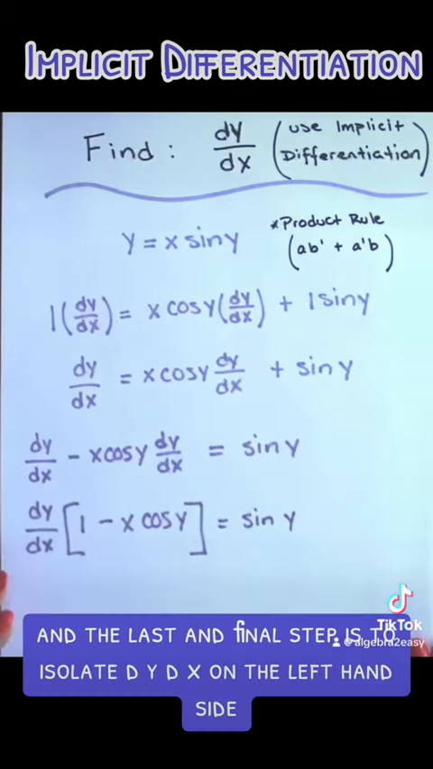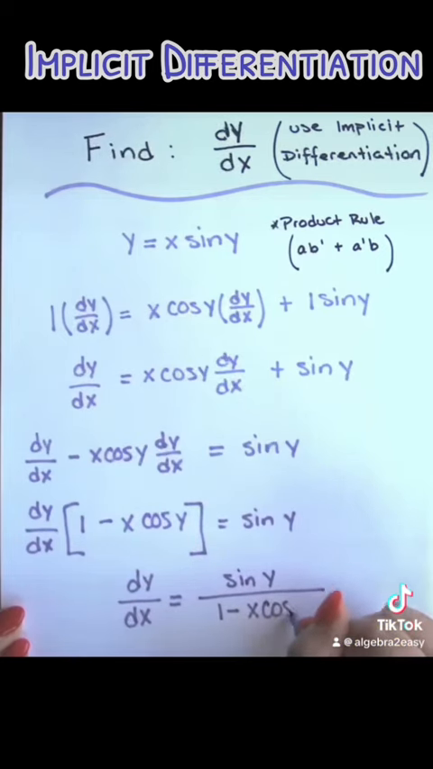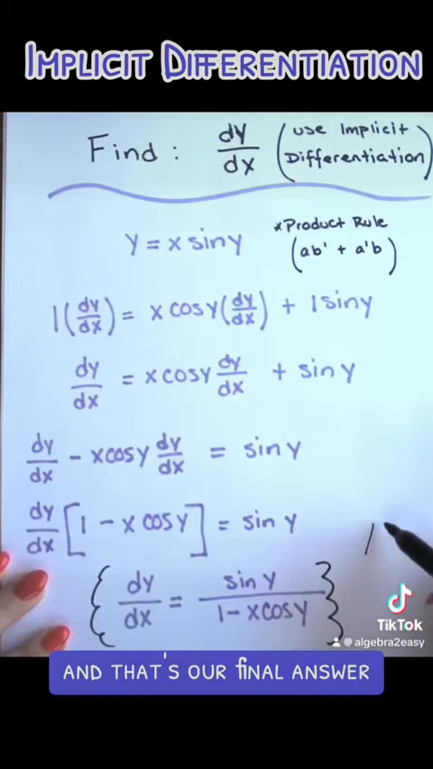And the last and final step is to isolate dy/dx on the left-hand side, and to do that, we're going to divide both sides of the equation by 1 minus x cosine of y. And that's our final answer.